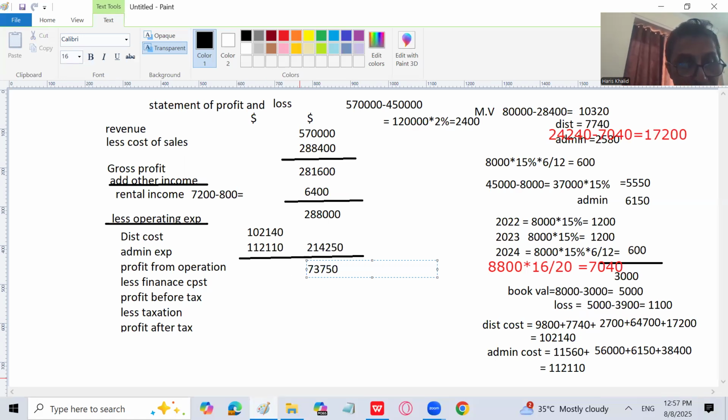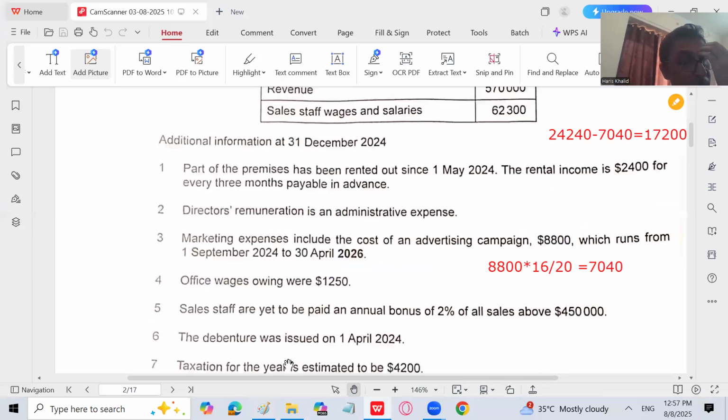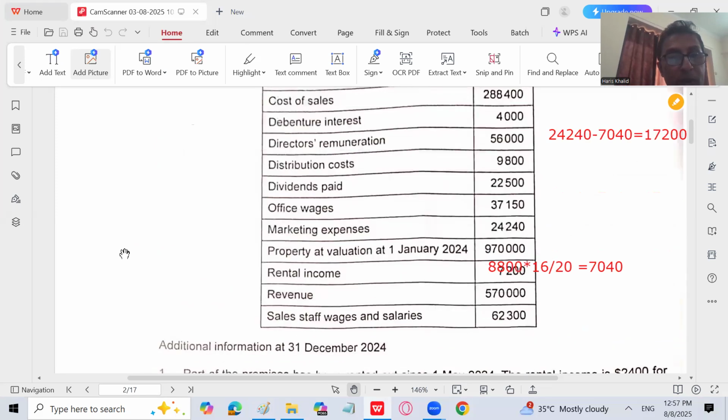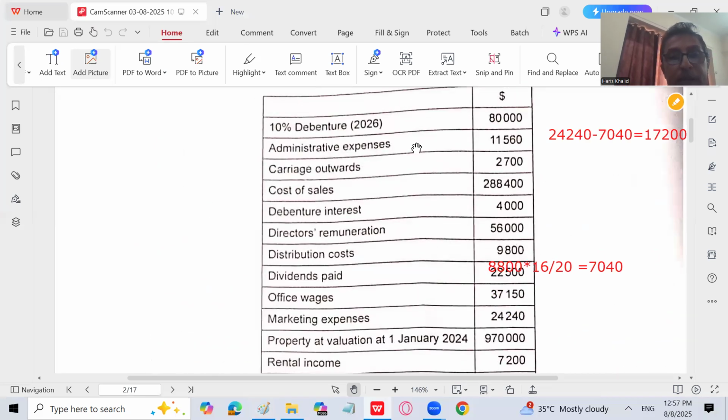Now I will subtract finance cost from this. Finance cost is basically the debenture interest, and the debentures were issued on 1st April 2024. So it means I have to pay interest on debenture. The non-current liability is 80,000. 10% is the debenture interest. So 80,000 into 10% is 8,000. But the debenture has been issued on 1st April, so you have to pay interest from April till December. Let me count April, May, June, July, August, September, October, November, December, 9 months. So 80,000 into 10%, 8,000 into 9 divided by 12.